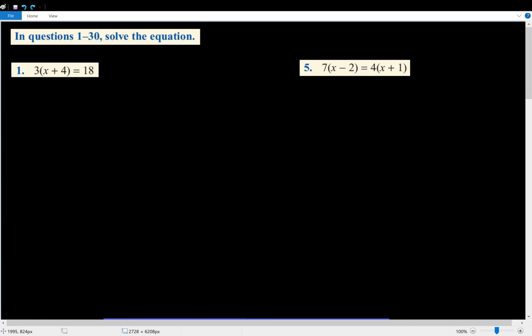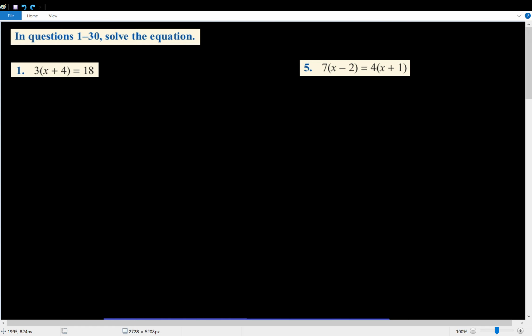This is questions 1, 5, 7, 10, 13 and 24 in exercise 7.4 in Project Maths 1. In these questions we have to solve the equation. So let's look at question 1. We've got 3 multiplied by (x + 4) in brackets, and that's equal to 18.